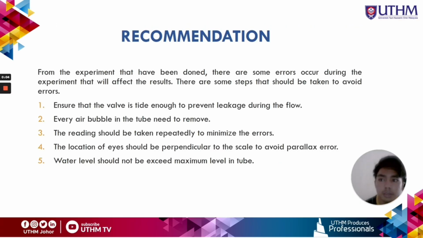For recommendation, for the experiment that has been done, there are some errors that occurred during the experiment that will affect the results. There are some steps that should be taken to avoid errors. First, ensure that the valve is tight enough to prevent leakage during the flow. Second, every air bubble in the tube needs to be removed. Third, the reading should be taken repeatedly to minimize the errors. Fourth, the location of the eye should be perpendicular to the scale to avoid parallax error. And lastly, the water level should not exceed the maximum level in the tube.